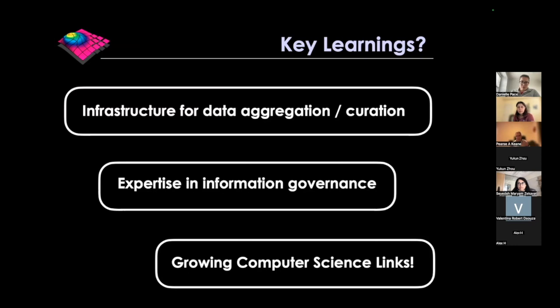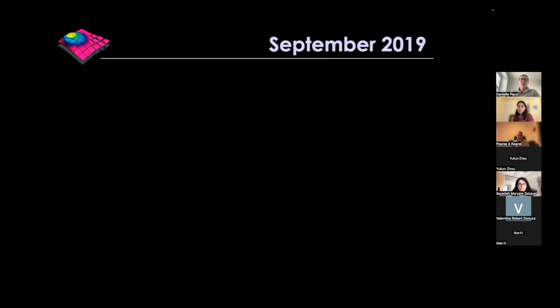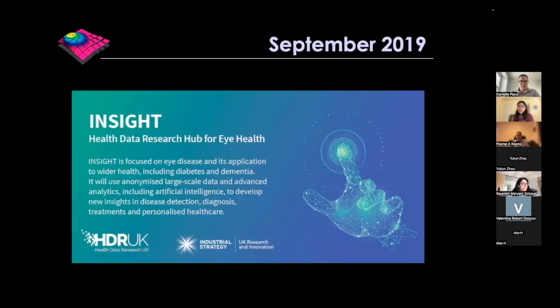And then we also were able to develop computer science links within academia. So initially we worked a lot with DeepMind because we just had a brilliant relationship with them and they were really interested. But then we also were able to increasingly get top computer scientists from University College London and other places to work with us. And so in September 2019, we were able to get funding from the UK government to form something called the Insight Health Data Research Hub, which is an ophthalmic imaging bioresource.